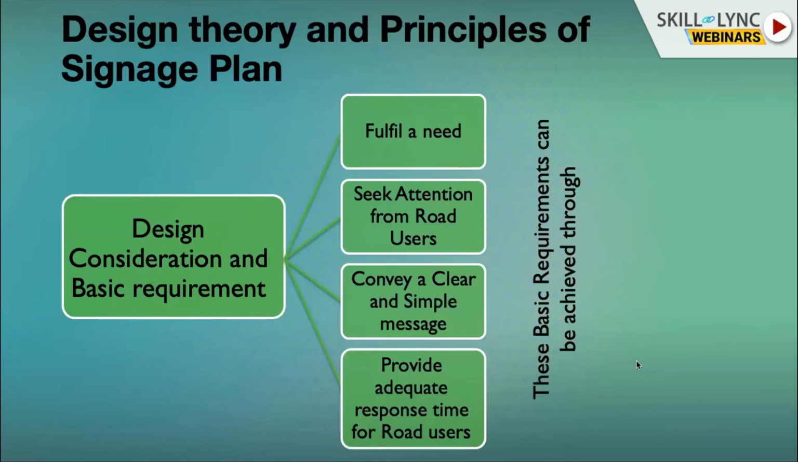Design theory and principles of a signage plan. What are the design theory or the principles that need to be kept in mind while we develop a design plan? It needs to fulfill a need. For example, if we are providing a sign which states go slow, school zone ahead, that needs to fulfill its need, because the placement of the signage has to be at an appropriate distance from the school so that the driver is warned well in advance, so that he can take caution, slow down, and create no hazard at the traveling moment.